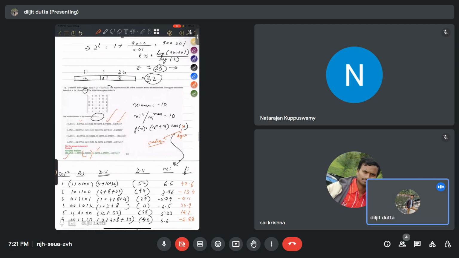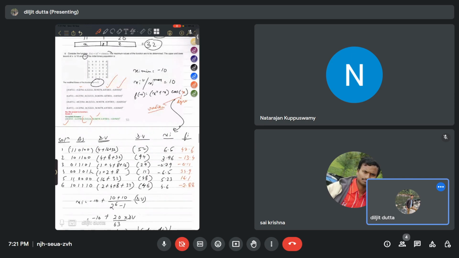I have shown the solution. If you have time, just repeat the solution once. I might have made some calculation mistake. I don't know, but I don't think I have made any mistake. But there might be a typing mistake in the solution, only for the third one.